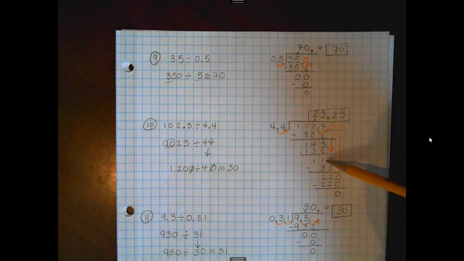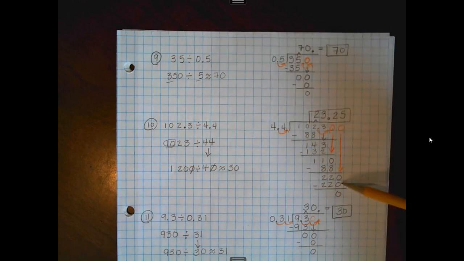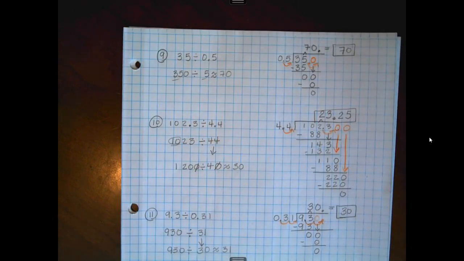I subtracted. I can't have this remainder of 11, which is why I had to annex and bring down a 0. 44 went into 110 2 times. 2 times 44 was 88. Again, I get a difference of 22. I can't have a remainder. I had to annex another 0 and bring it down. And I'm going to now divide 44 into 220. It does go 5 times even. 5 times 44 is 220. I'm done. No remainder. 23 and 25/100 is relatively close to my estimate of 30, so I feel good about that.